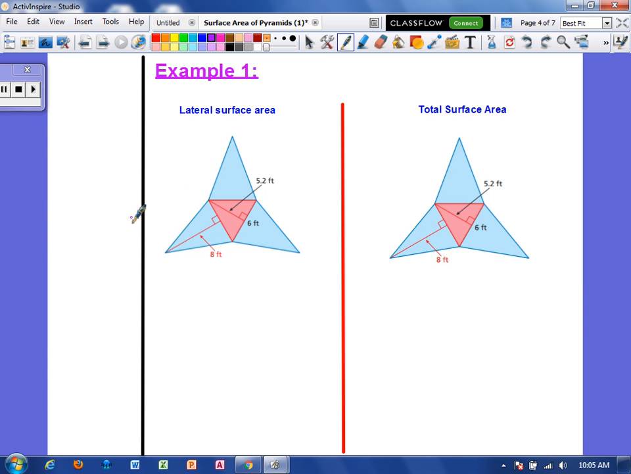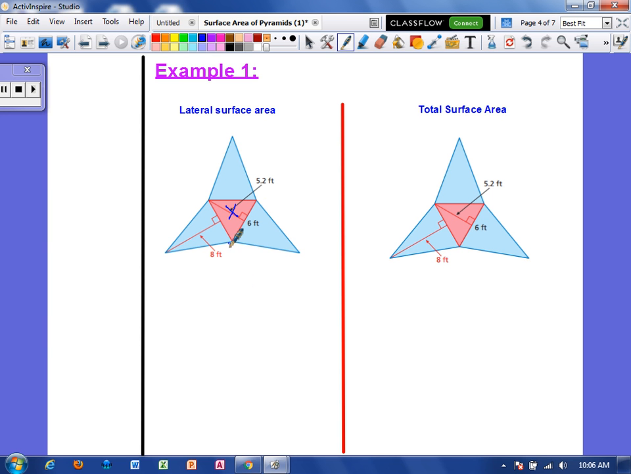All right, so let's do some examples together. We are going to find the lateral and total surface area for this figure. So let's start with lateral. I don't want to find the area of the base, so I'm going to put an X there. We're not going to work with that.